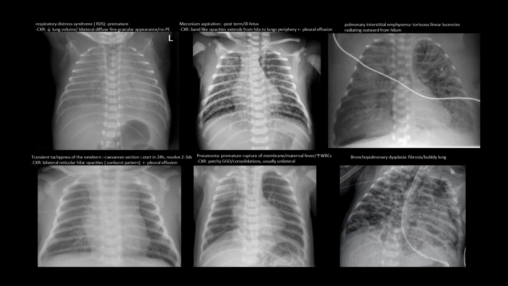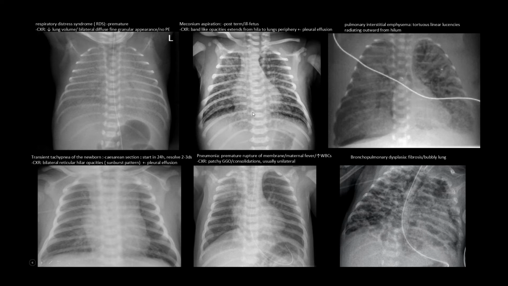So in RDS, usually the chest is small and there is a reduction in lung volume. There is bilateral symmetrical diffuse granularity. We can see also some air bronchogram, and usually there is no pleural effusion. Transient tachypnea of newborn appears as reticular hilar opacity, as we can see here, and maybe there is some pleural effusion. Because transient tachypnea of newborn is simply volume overload, just like pulmonary edema, due to the squeeze that occurs in cesarean section, the change is usually transient and resolves within 2 to 3 days.